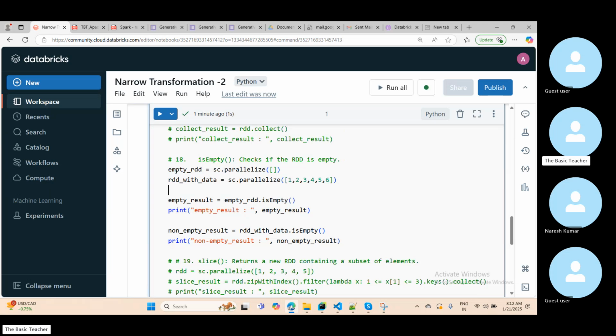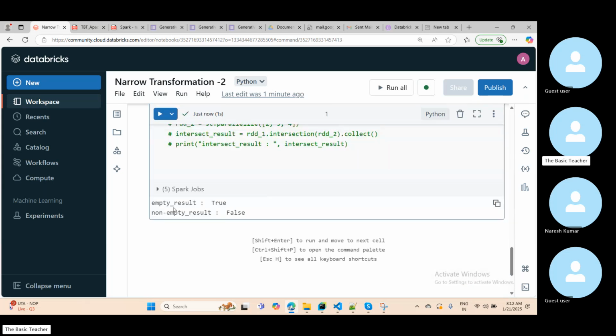So let's say I am having an empty RDD. I am doing the parallelize, but in this list there is nothing. So this is an empty list. There is no data. And I'm creating another RDD with data. Here I am having some data. Then empty result is empty RDD is empty, and you can have your empty result and non-empty result. Then we have the RDD with data, check is empty, and then print both to see how you are getting the output.